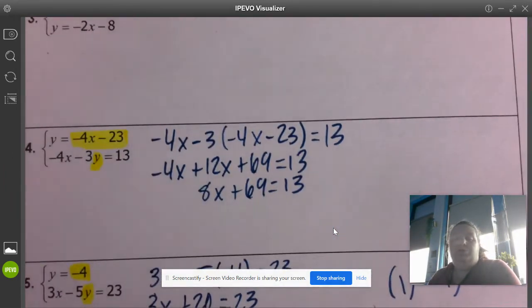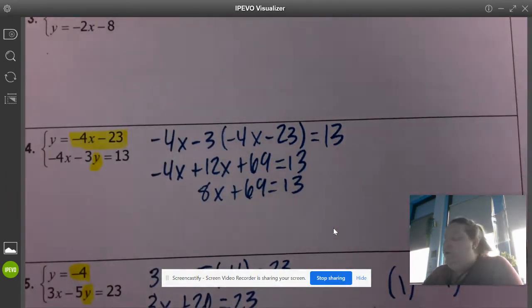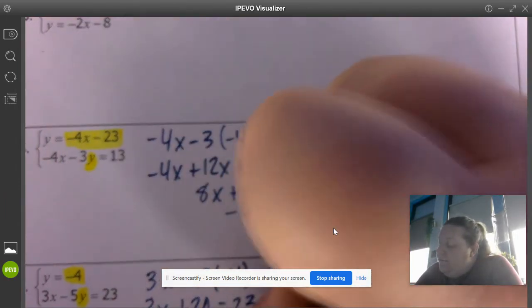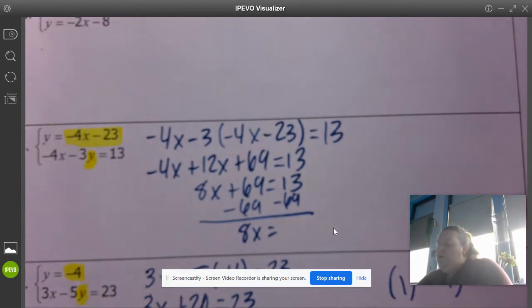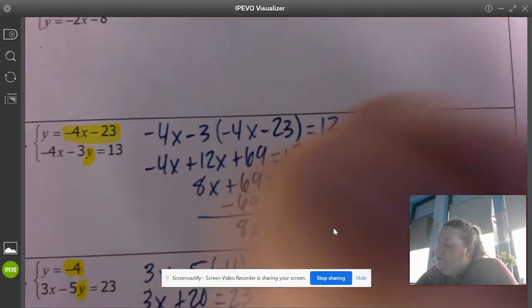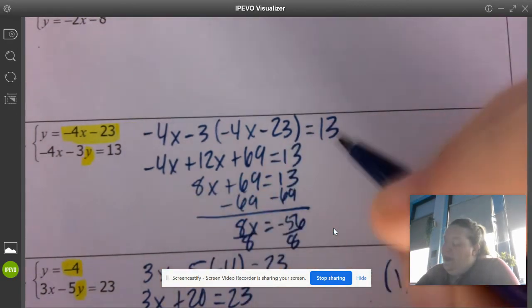So now I'm just down to a two-step. So this part should be all reviewed. So I'm going to kind of fly through this. Apologize, there's not a lot of space. So 13 minus 69 is negative 56 divided by 8.